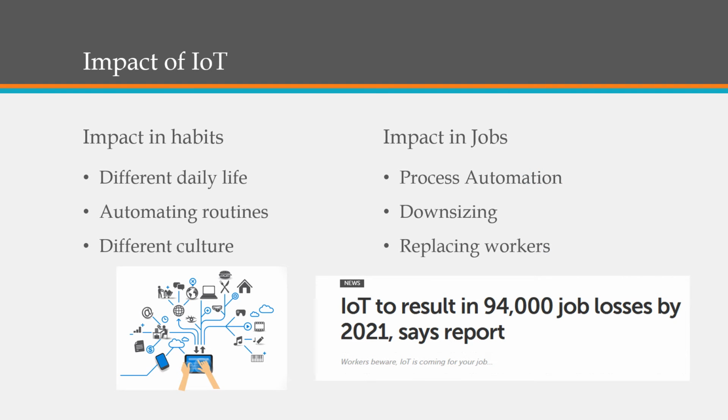Impact of Internet of Things. In our habits, the industry and the devices and companies offer a different daily life. They automate our routines, and in the future, this will generate a different culture. And in the jobs, companies tend to automatize the processes, the industrial processes, and in this process, they downsize the systems. And where they downsize the systems, they get rid of the workers, and the workers are replaced by machines.